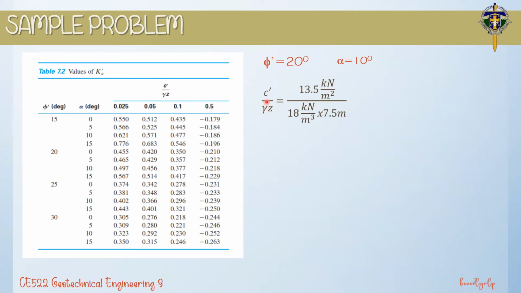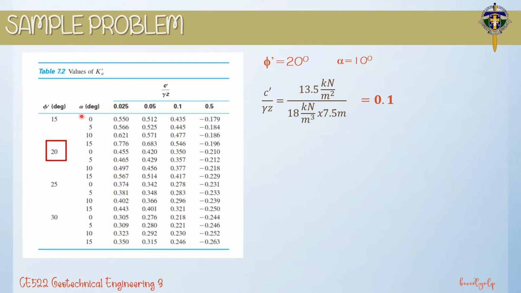So that becomes cohesion is given to be 13.5, the unit weight is given to be 18, and then the depth of the wall is 7.5 meters. So this is now 0.1. So from the table, first let us consider the angle of friction. So we have here 15, 20, 25, and 30. And since our angle of friction is 20 degrees, we are on this category.